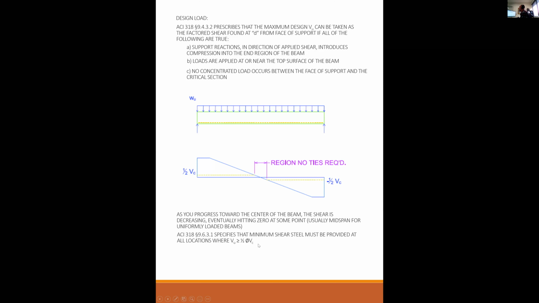So if your VU is greater than that value, even if it's not very large at all, you have to provide at least minimum shear steel. In this diagram, from the end to this point, and from this end to this point, I have to have at least minimum steel. From this point to this point, I could, as a designer, say I'm not going to put any shear steel at all and just have plain concrete, and that is allowed. That's an engineering decision, but that is allowed by code.